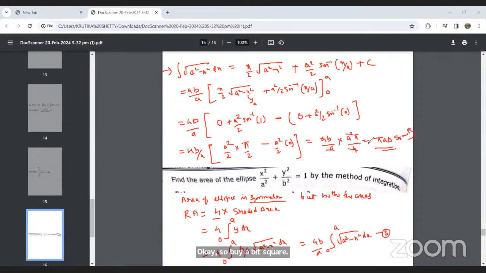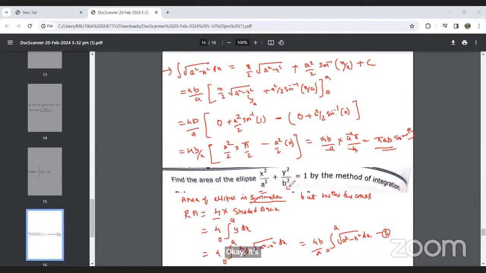So we have discussed one example, and such type of questions will be asked for 5 marks. Here a square and b square values were not given. In the next example, a square and b square values are given. I will be discussing a few steps, and the rest of the part is the same as this example. So this method is very important.